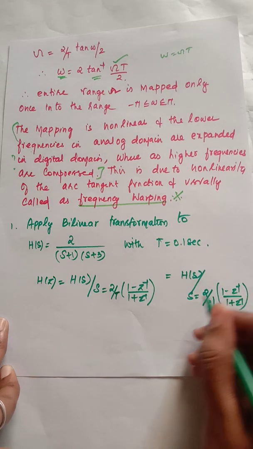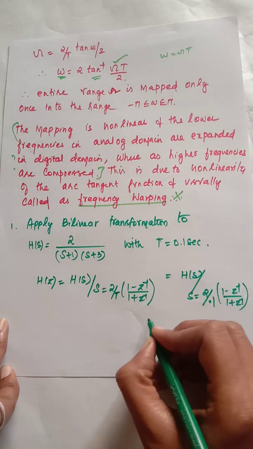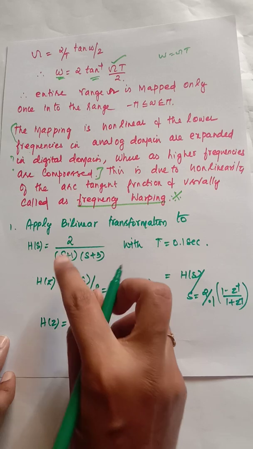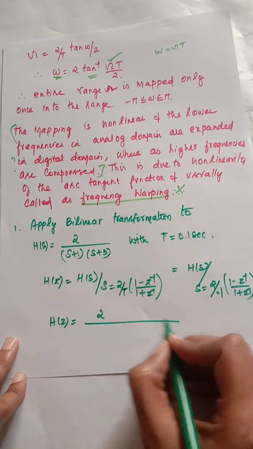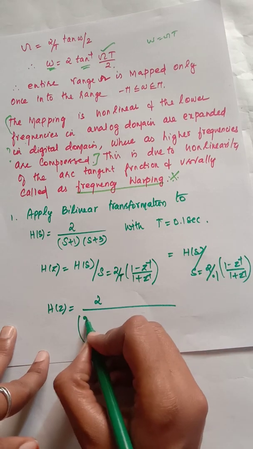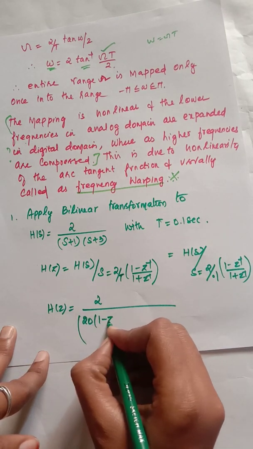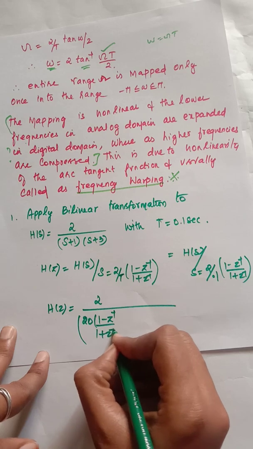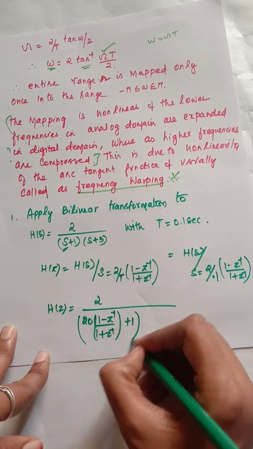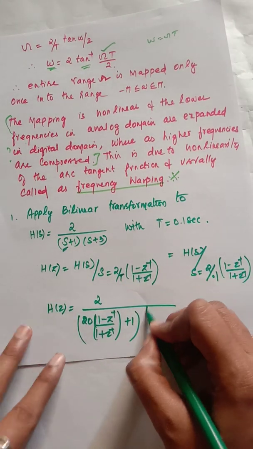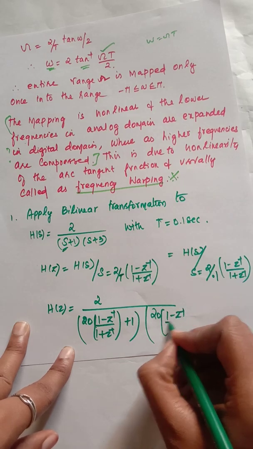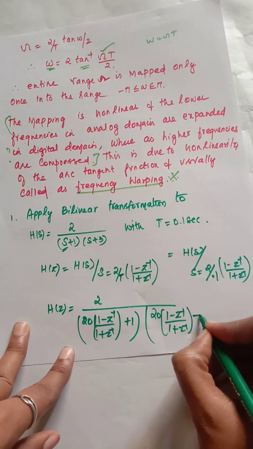So it will become 20. So now what we are going to substitute is H of z is equal to, what is H of s? This one. So 2 by, wherever you are having s, this will become 20. So 20 into (1 minus z inverse) divided by (1 plus z inverse), plus 1. Same for this one, 20 into (1 minus z inverse) divided by (1 plus z inverse), plus 3.